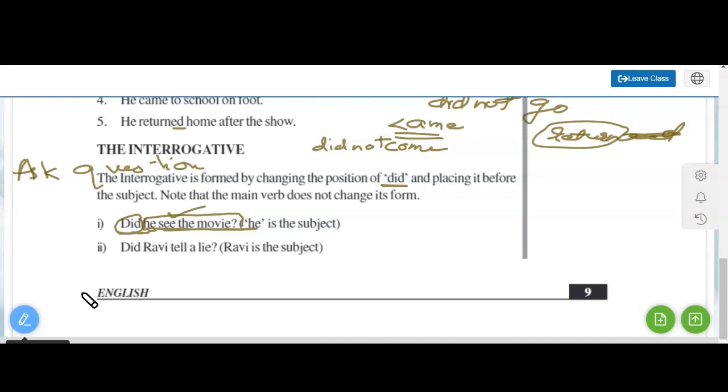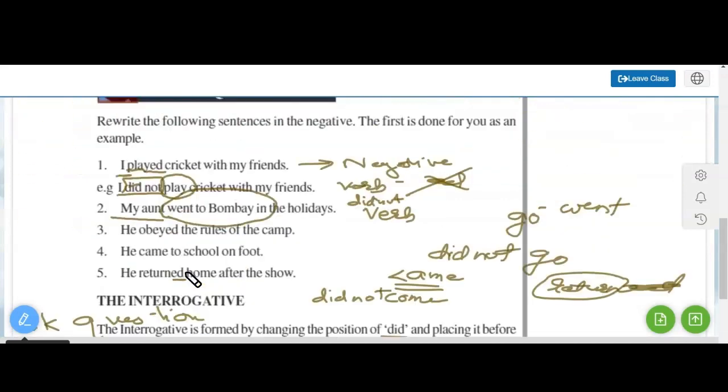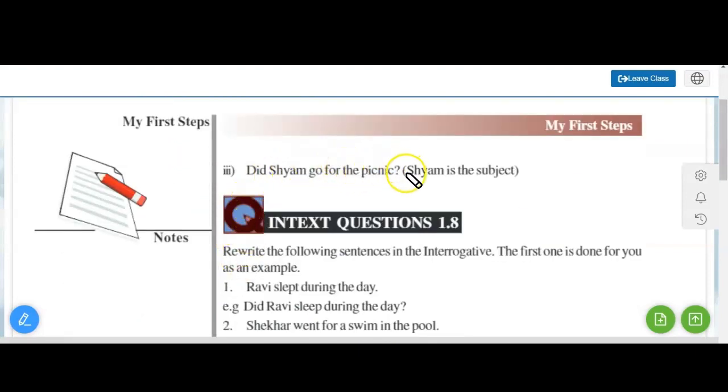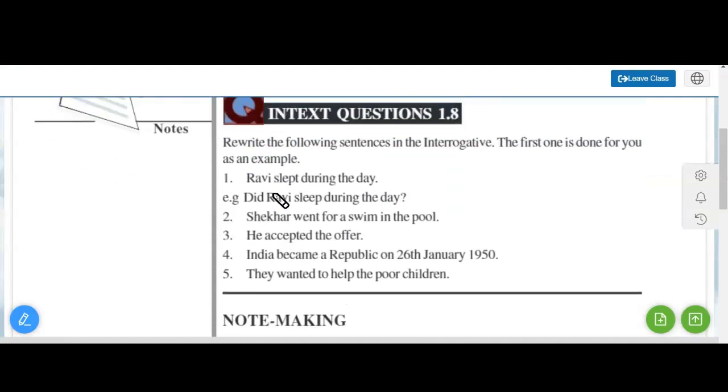So this is the rule of your interrogative sentence. Use the word did here, and then the subject should come, and then the verb and what is related to the rest of the sentence. That things should be displayed here, or written here. Let's check the examples. Let's go to the next page. Did Sham go for the picnic? So here subject is Sham, did, and the first form is used. Rest of the sentences will be the same, whatever is given. Let's do some exercise and we'll come to know better.